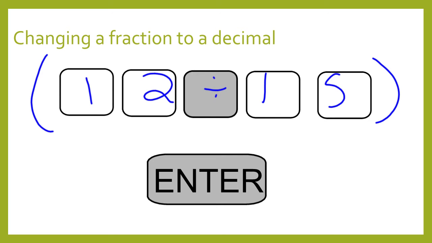Changing a fraction to a decimal is much simpler. Just type in the fraction 12/15. 12 divided by 15, put it in parentheses. You should get 0.8.